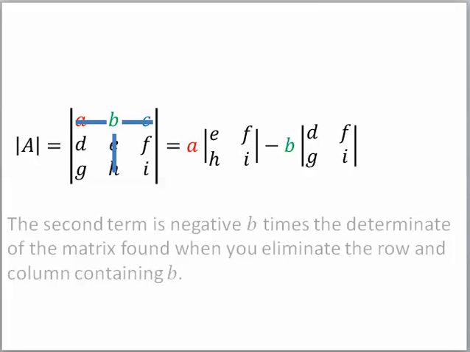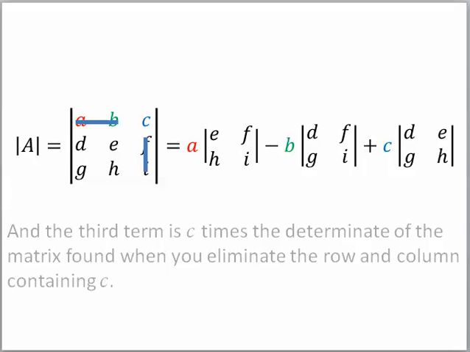The second term is negative B times the determinant of the matrix found when you eliminate the row and column containing B. And the third term is C times the determinant of the matrix found when you eliminate the row and column containing C. The easiest thing to forget is the negative in front of the second term. So you might want to make a special note of that.